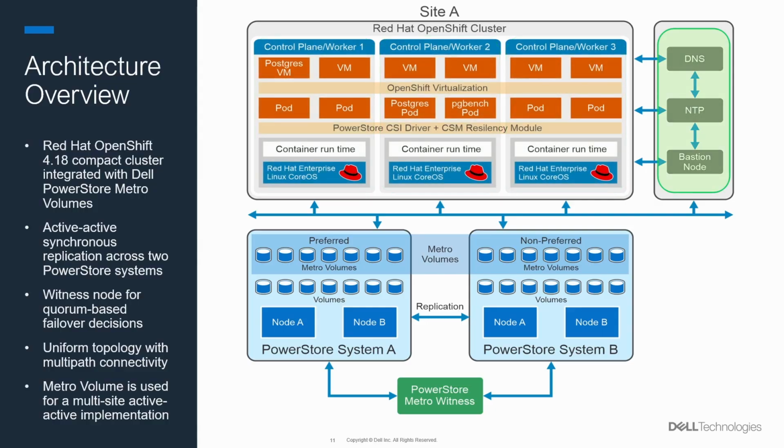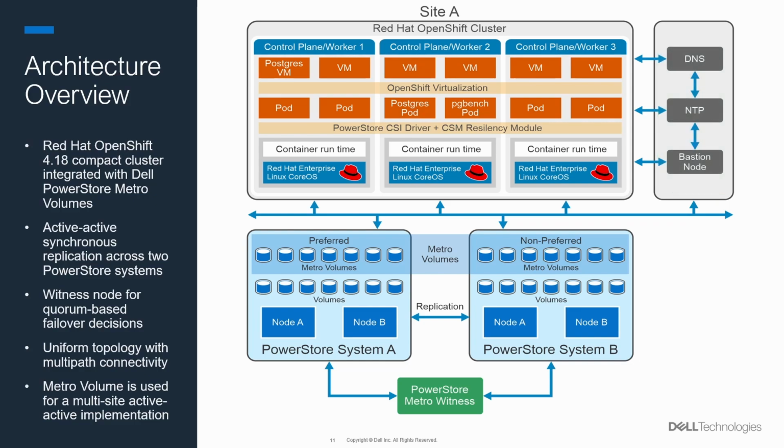Supporting services include DNS for name to IP resolution across the environment, NTP for time synchronization, and a bastion node that provides administrative access to the OpenShift cluster. These infrastructure components ensure consistent networking, time accuracy, and secure cluster operations.